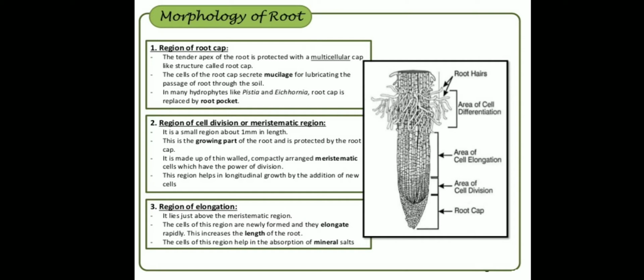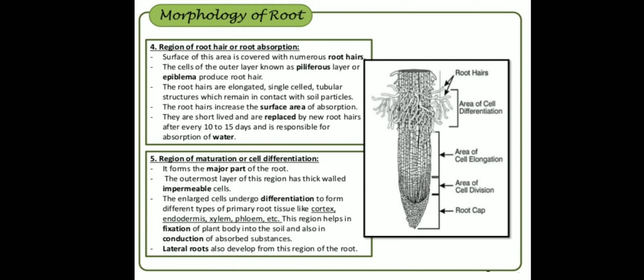Okay, and above that you can find region of elongation. It lies just above the meristematic region. The cells of this region are newly formed and they elongate rapidly. This increases the length of the root. Okay, and the cells of this region help in absorption of minerals and salts.